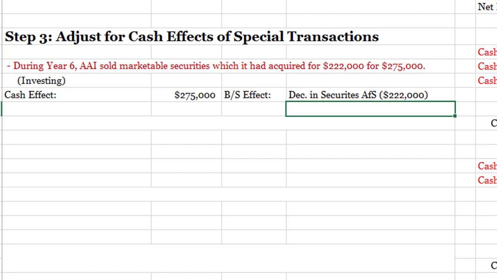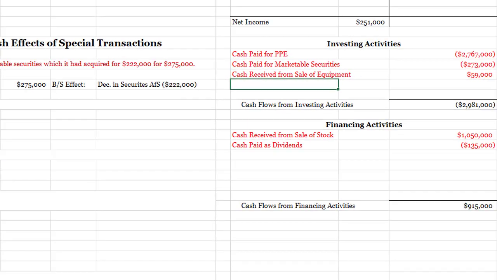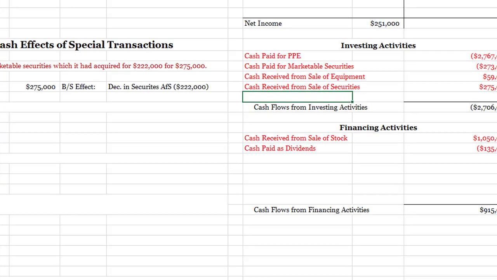That's step 4. So for now, I've got everything done that I need to, so I can put that cash effect into my worksheet. So cash received from sale of securities. And it'll be a positive $275,000. That takes care of that transaction. Let's move on to our next transaction.